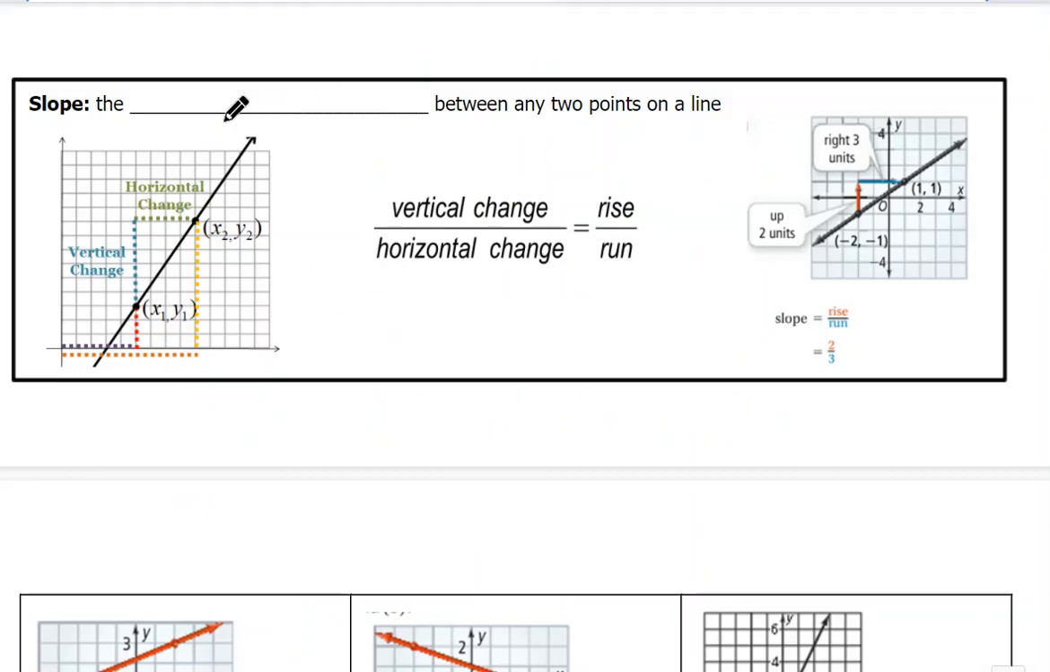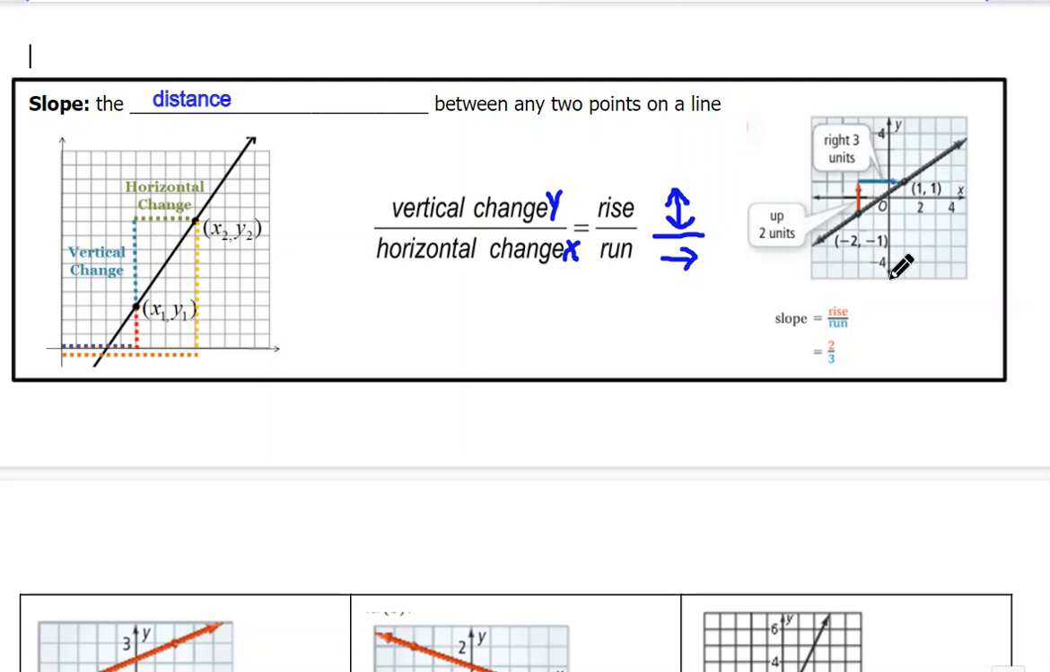All right, so let's think about slope on a line. Slope is pretty much the distance between any 2 points on a line. And it's always the vertical change over the horizontal change. Or an easy way to remember this is rise over run. So the rise is how many up or down the line goes, and the run is how many over it goes. So it's still the change in y over the change in x.